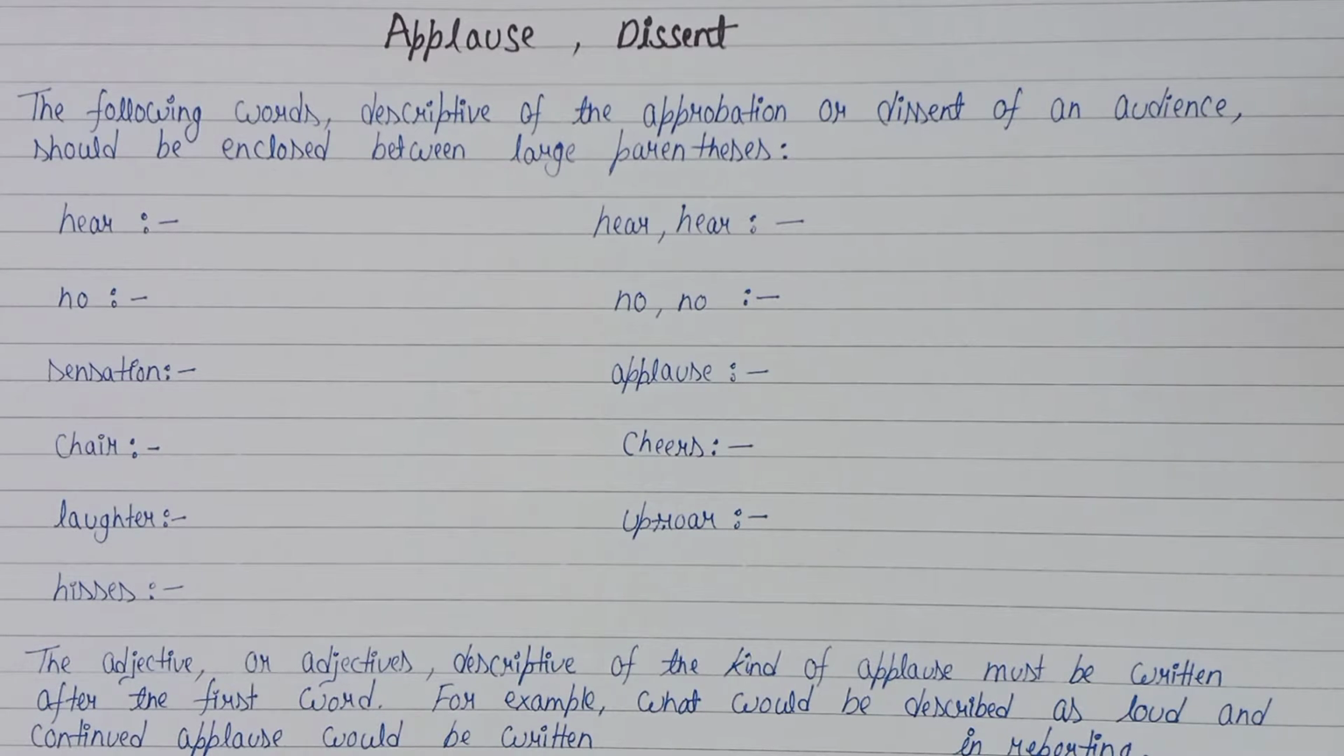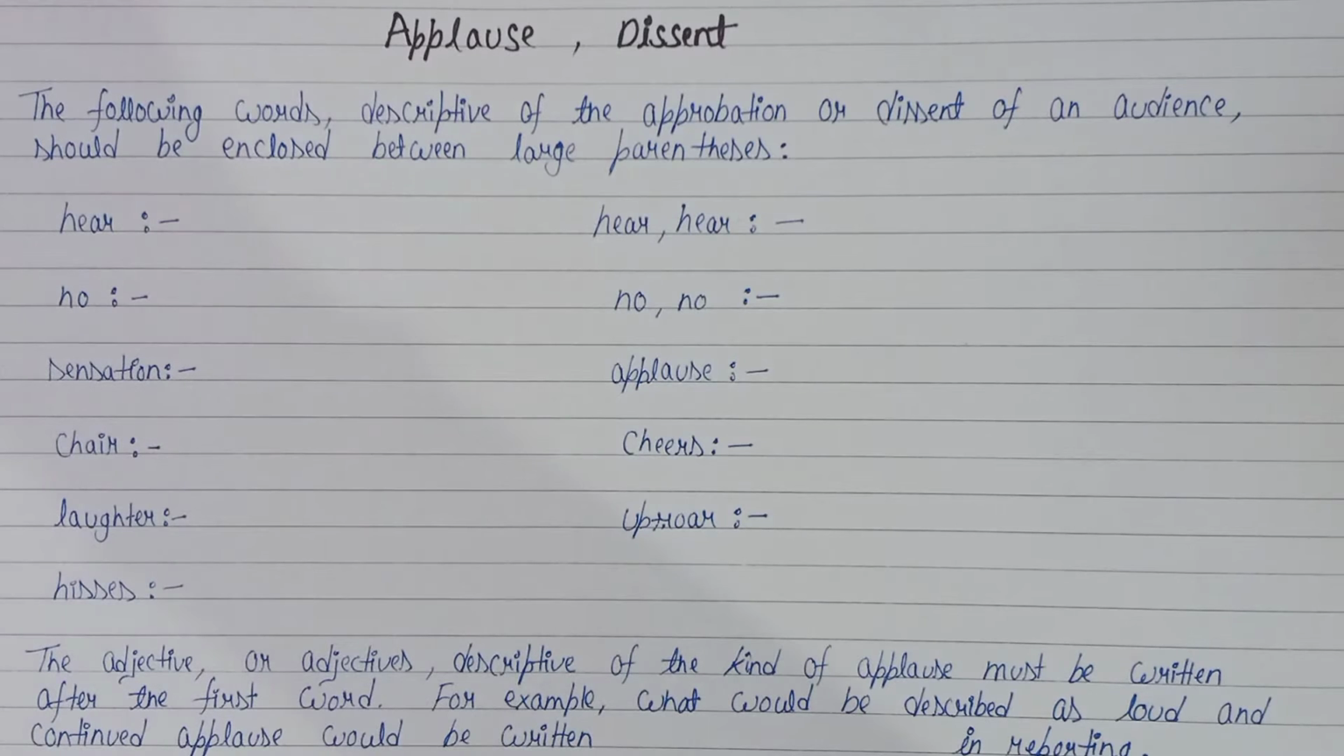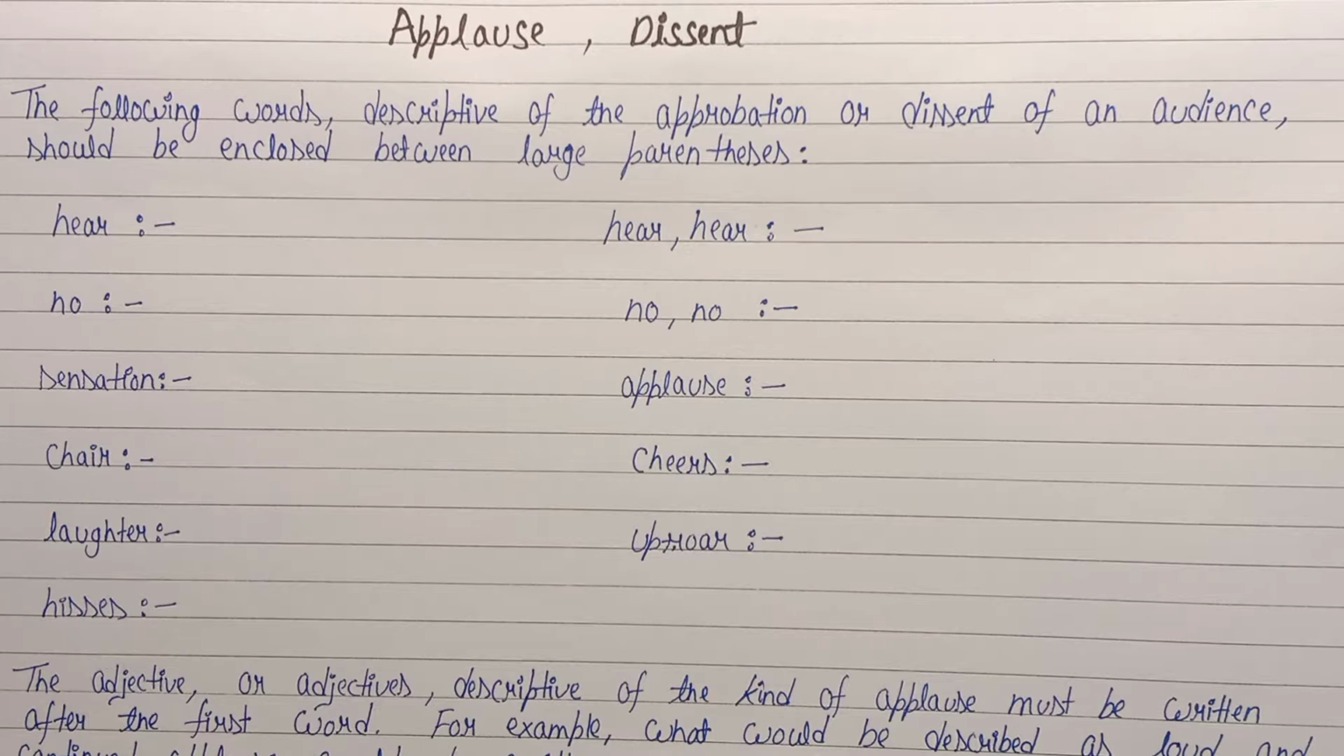Applause, dissent. Applause means वाहवाही and dissent means असहमति, which means disagreement. So the following words descriptive of the approbation or dissent of an audience should be enclosed between large parentheses.